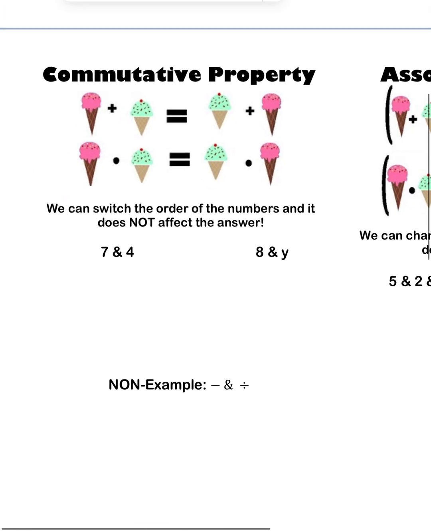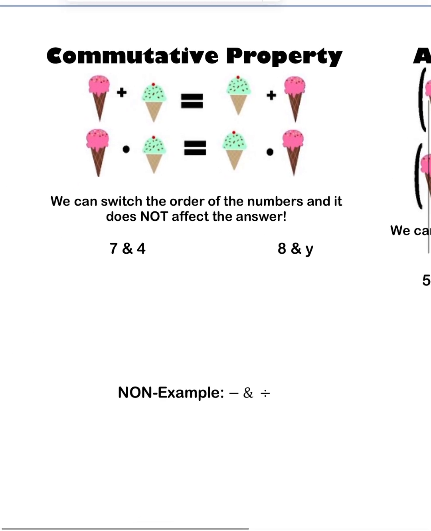So we're going to start on the left side with the commutative property. The commutative property says that adding and multiplying, again, are reversible. They're switchable. So if it's all adding or if it's all multiplying, we can switch the order, and it's not going to change our answer.